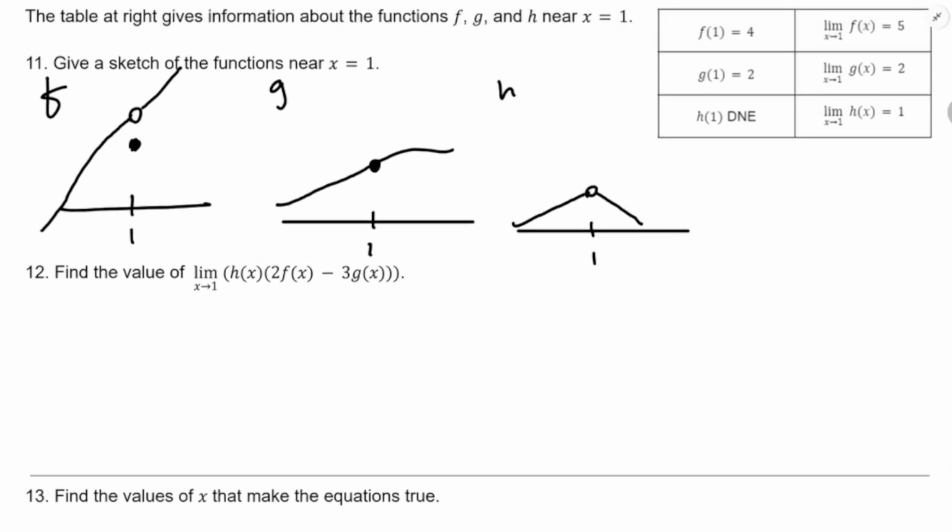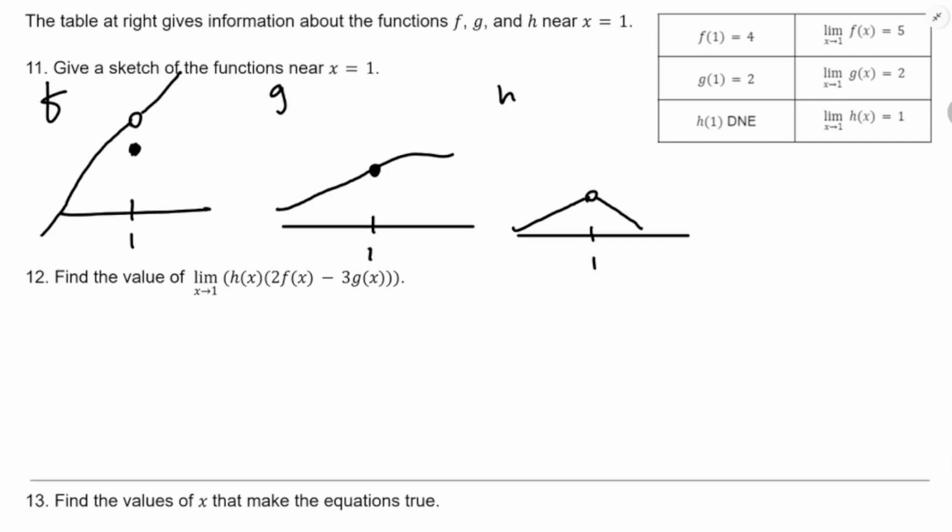So, okay, and then we'll do a limit property situation. h of x multiplied by 2f of x minus 3g of x. All of these limits are existing, so we're just going to say this is going to be equal to the limit of h of x, which was 1.